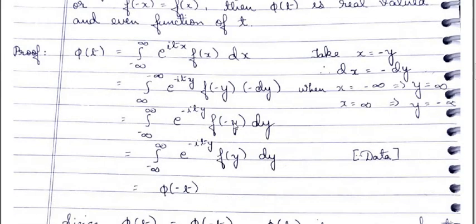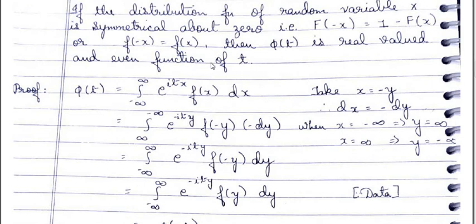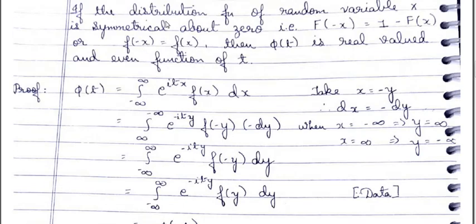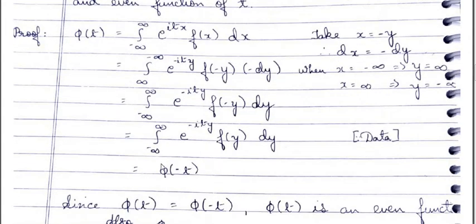So we can write f of minus x is equal to fx also, so that we can write here f of minus y is equal to f of y also, because this f of minus x, x is equal to minus y, so f of minus y is equal to fy, simple. So minus infinity to plus infinity e raised to minus ity fy dy, f of minus t, this is f of minus t, phi t is equal to phi of minus t.